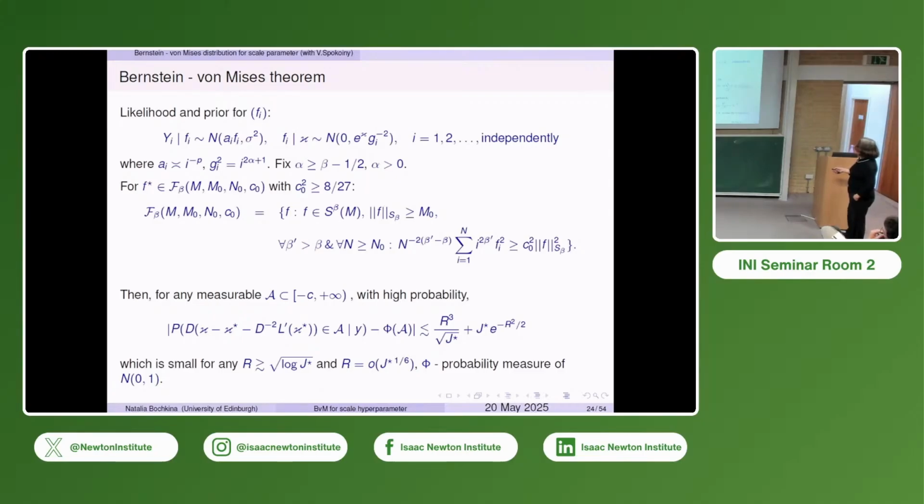But as long as we are above some constant, we can approximate the posterior distribution of kappa by the Gaussian one, right? Here I recentered and rescaled kappa and then approximated by the normal distribution. The errors come from the local quadratic approximation and the stochastic terms, whereas this one comes from the upper tail in the large deviation. So for any R greater than, for instance, square root of log J star, and as long as not too large, we have the posterior contraction.